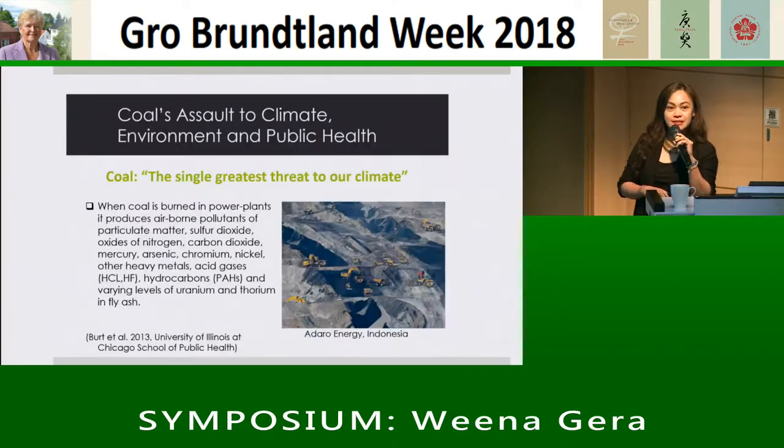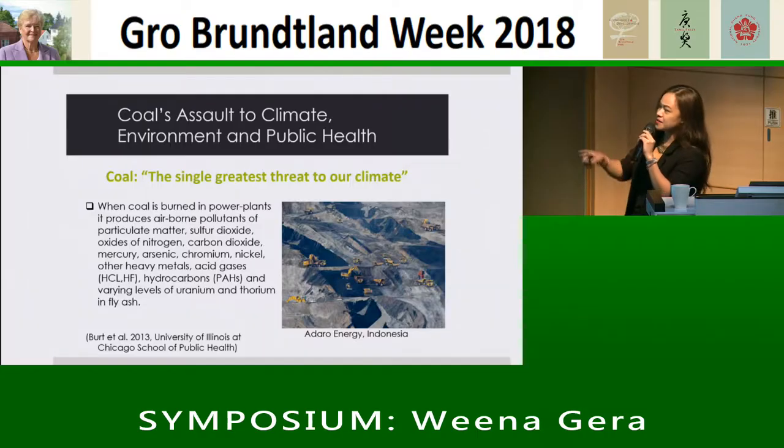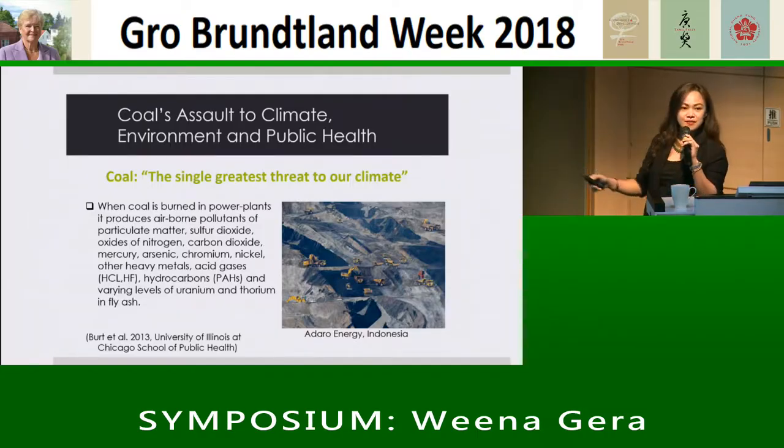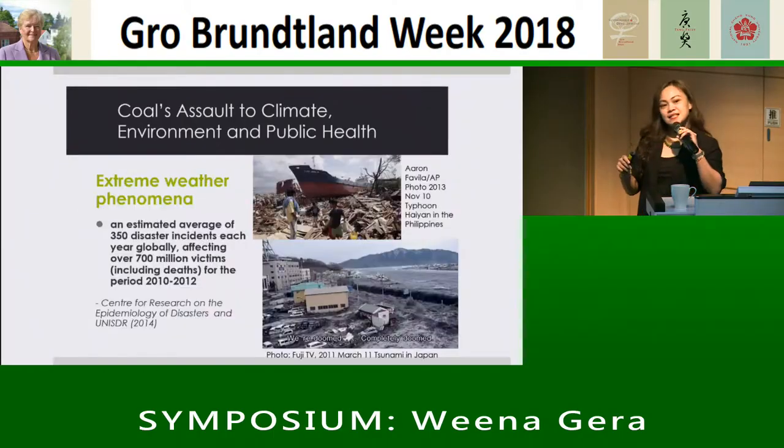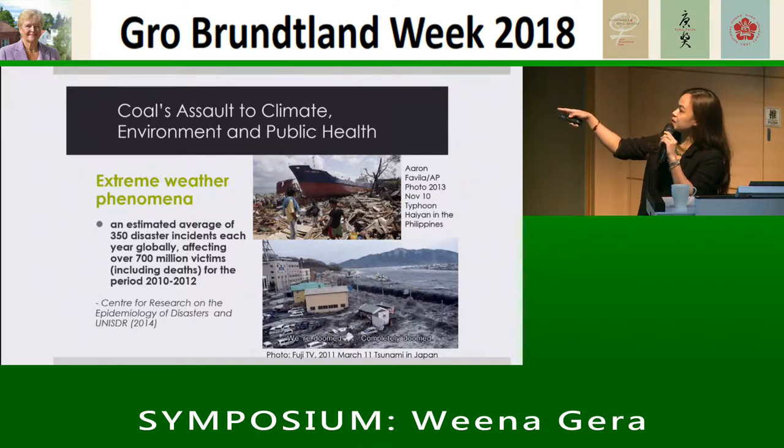When coal is burned in power plants, it produces airborne pollutants of particulate matter, such as sulfur dioxide, oxides of nitrogen, carbon dioxide, mercury, arsenic, uranium, all those in fly ash. And coal, particularly carbon dioxide emissions, has been attributed to many of the extreme weather phenomena that we are experiencing in our lives. An estimated average of 350 disaster incidents each year are affecting 700 million victims globally. The above photo is the case in the Philippines in Typhoon Haiyan in 2013, and this one is the 3/11 tsunami in Japan.